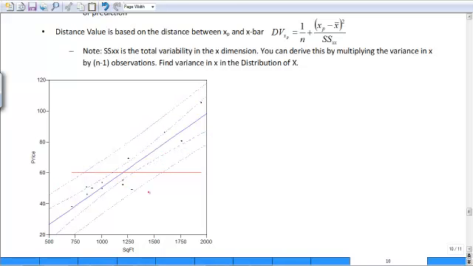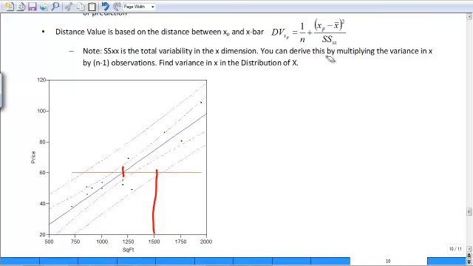Now, how do we quantify that distance? We do that using a distance value. And the distance value formula looks pretty ugly, but it really only has three components that we need to worry about. 1 over n. The larger the sample, the smaller that part is going to be. We've got a sample of size 13, so we're looking at 1 over 13. The numerator of the second part, x sub p minus x bar. If we're predicting at 1,500, x sub p is 1,500, x bar is the center of mass, and we're taking this distance and squaring it.